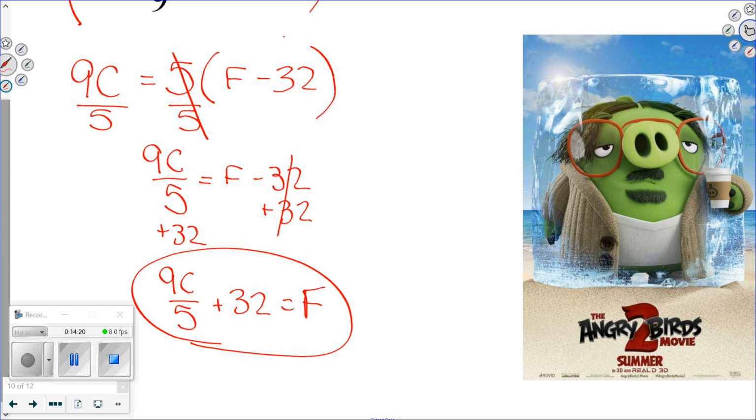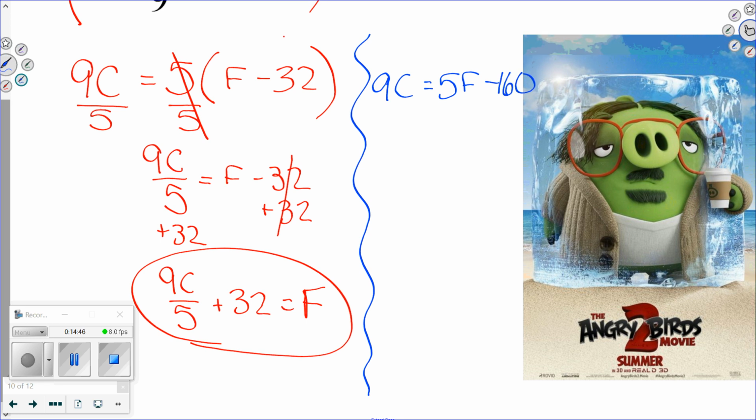So real quick, because you asked, could you go the other direction? Could you distribute and still do the problem? Does it look different? I just want to talk to you real quick, because I know some people will probably do that, and you're not as lazy as I am. That's okay. If you distributed, you would have had 9c equals 5f minus 160. Is that right? It's Monday morning. My brain's not functioning yet.